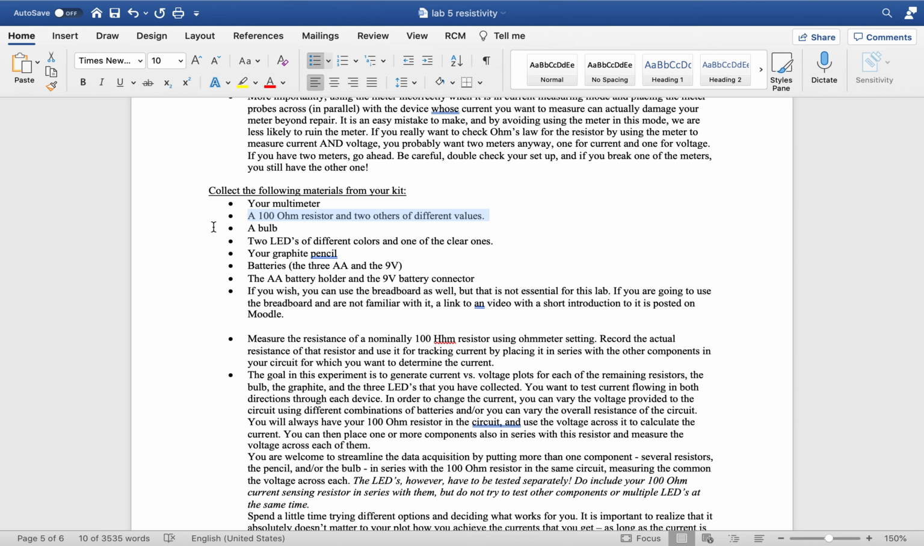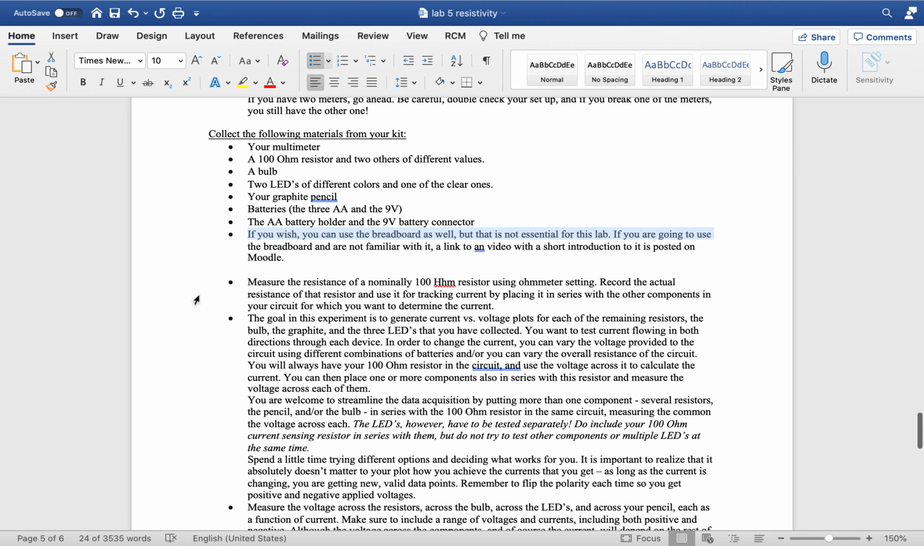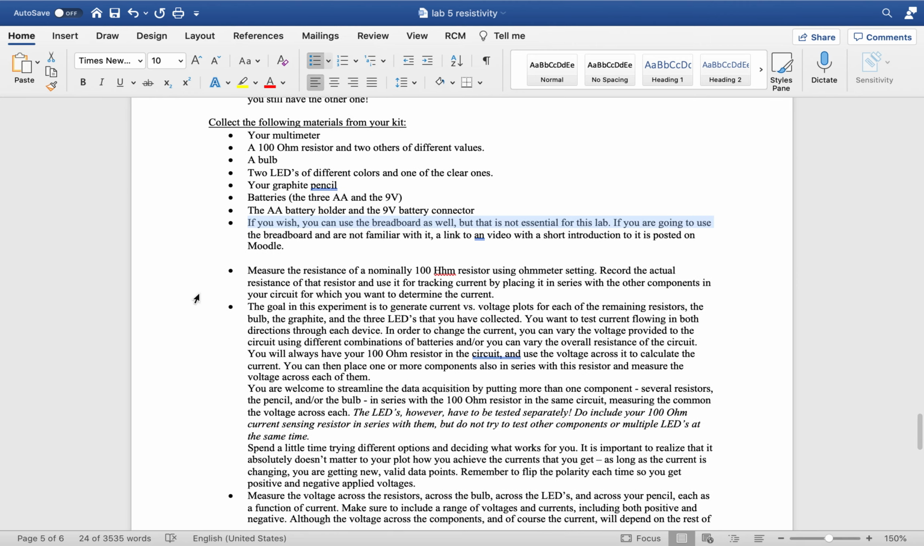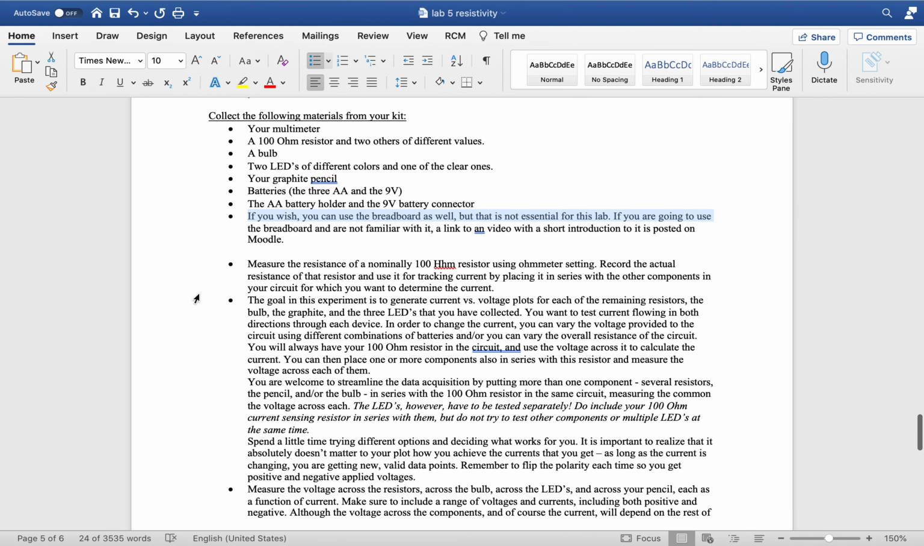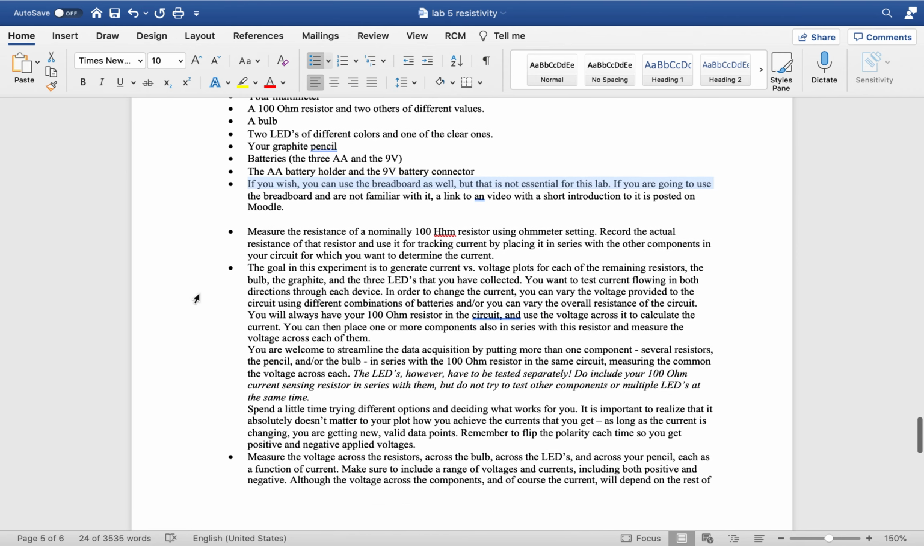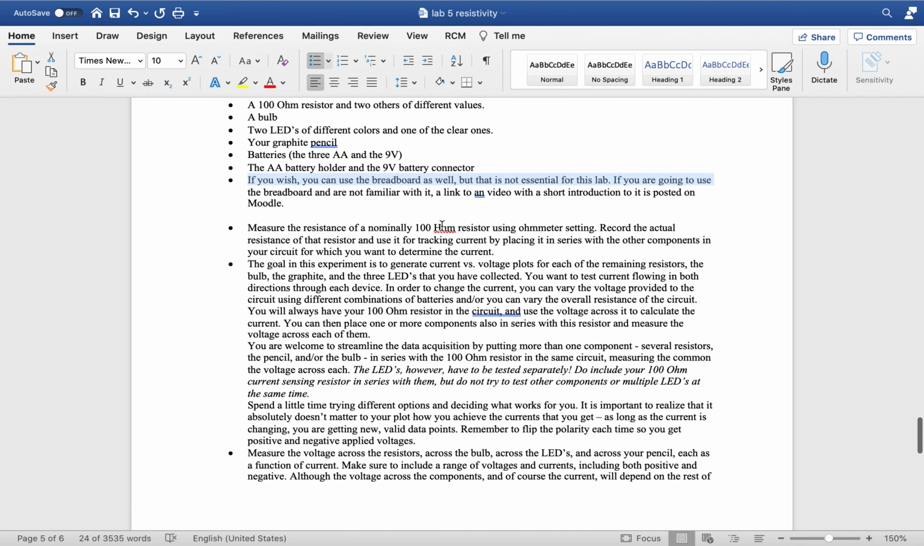They also have a light bulb, LEDs, and a graphite pencil, and they need a battery, right, to connect to have a complete circuit. They can use a breadboard here if they want, but it's not necessary. If you want, you can help them out with that. This is not HM here, it should be ohm resistor. Okay.